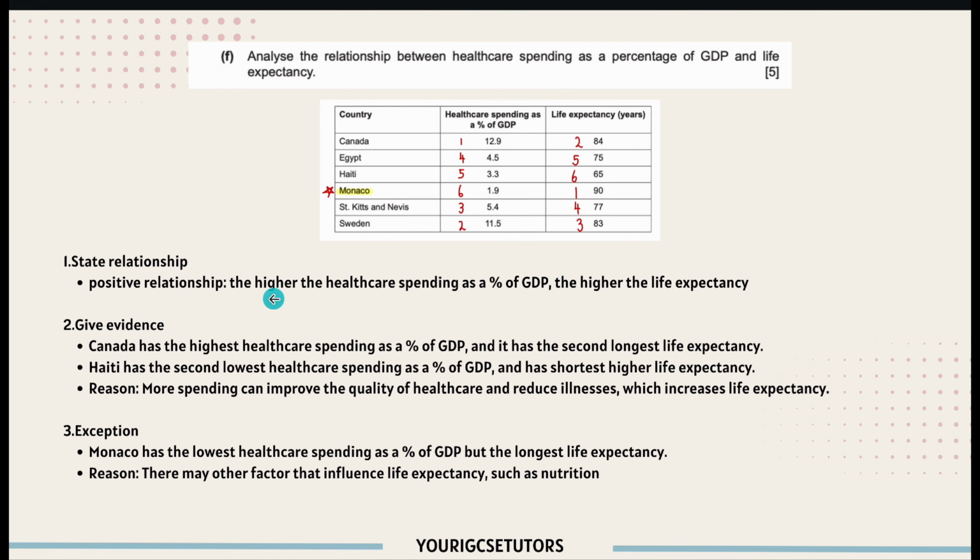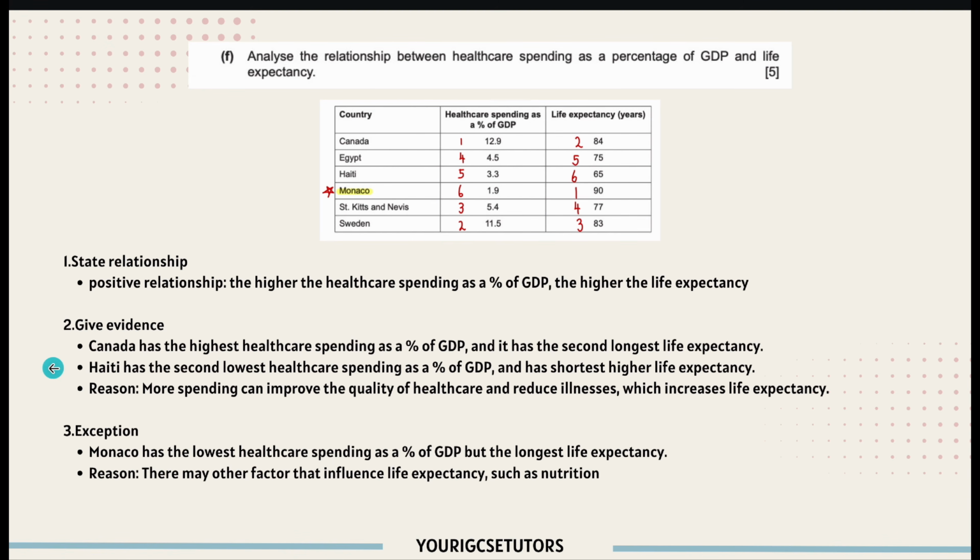So you just say, the higher the healthcare spending as a percentage of GDP, the higher the life expectancy. And second part, you will need to give evidence. So first evidence you can give is that Canada has the highest healthcare spending as a percentage of GDP, and it has the second longest life expectancy. So this proves the positive relationship.